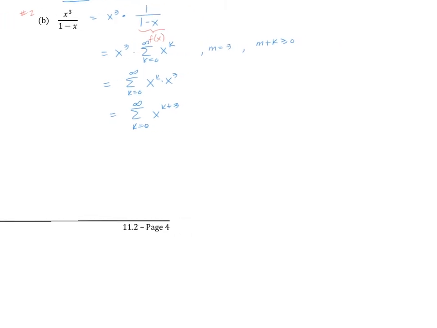My interval of convergence is still the same. My interval of convergence is still -1 to 1. And that's because I still just have an x here. Changing that exponent did not change the interval of convergence.